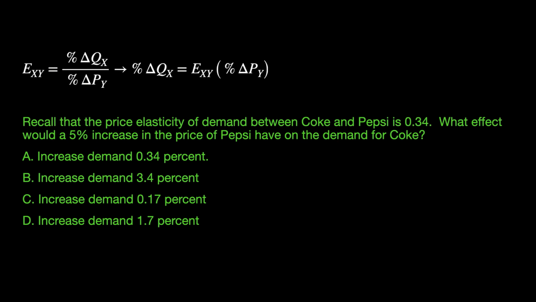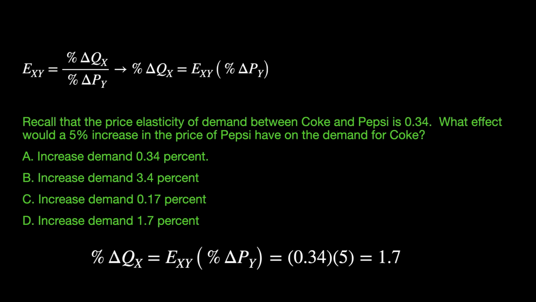If we rearrange the equation for the cross-price elasticity of demand, we get that the percent change in the demand for X is equal to the coefficient times the percent change in the price of good Y. Recall that the cross-price elasticity of demand between Coke and Pepsi is 0.34. What effect would a 5% increase in the price of Pepsi have on the demand for Coke? Please solve this problem. The coefficient predicts that the demand for Coke will increase by 1.7% following a 5% increase in the price of Pepsi.